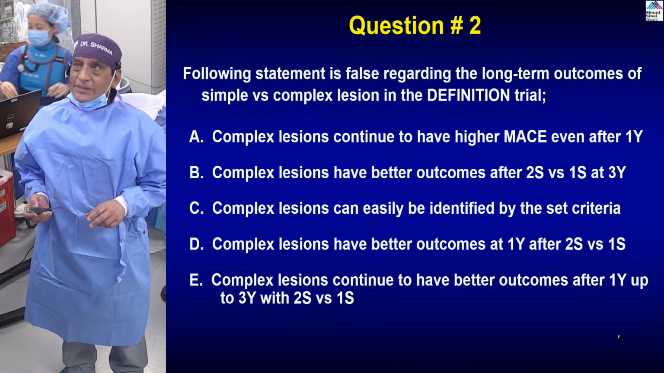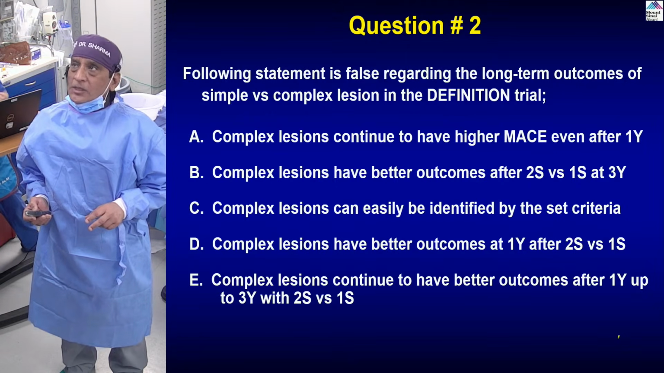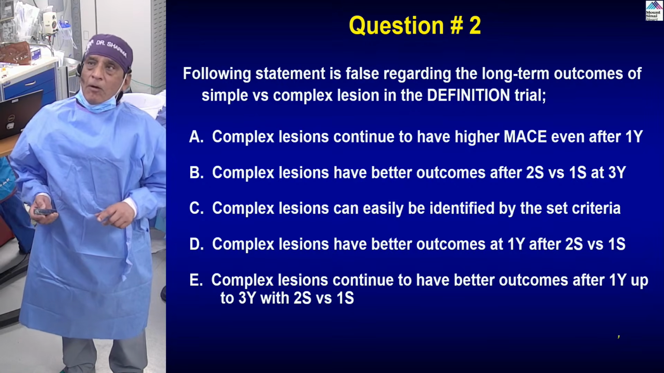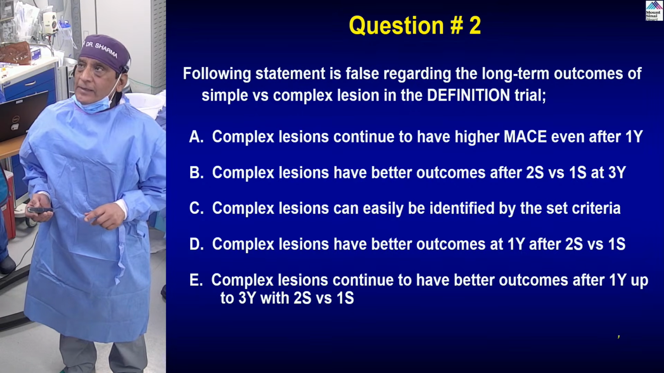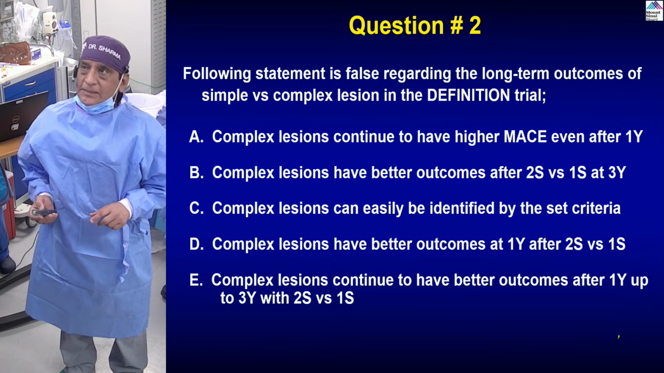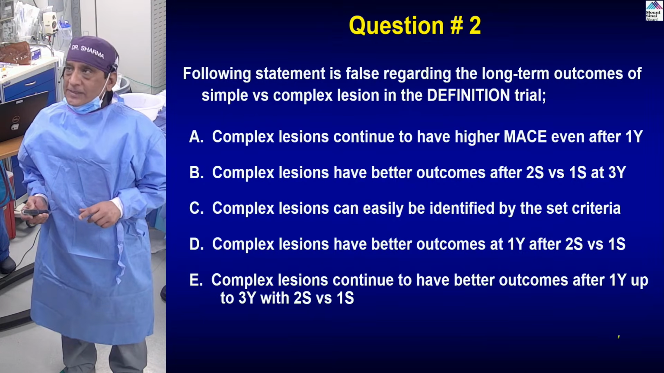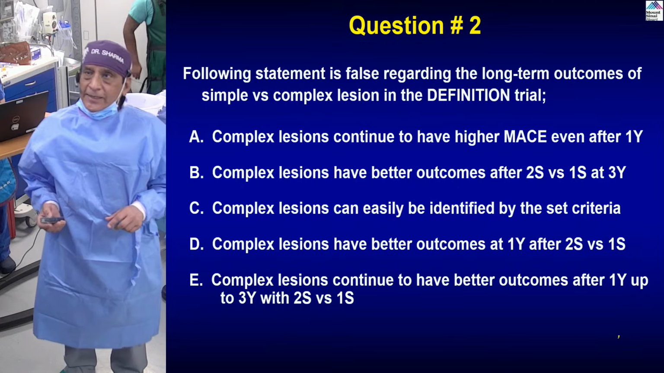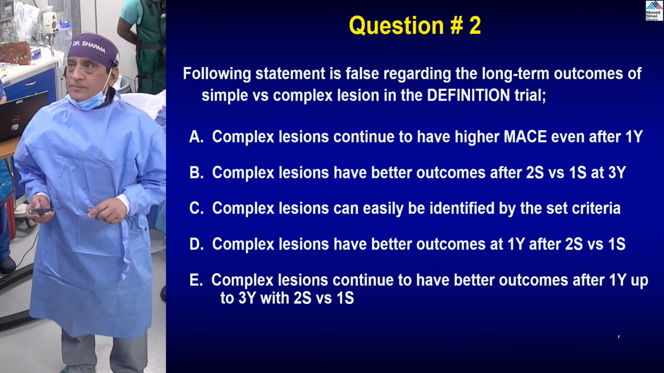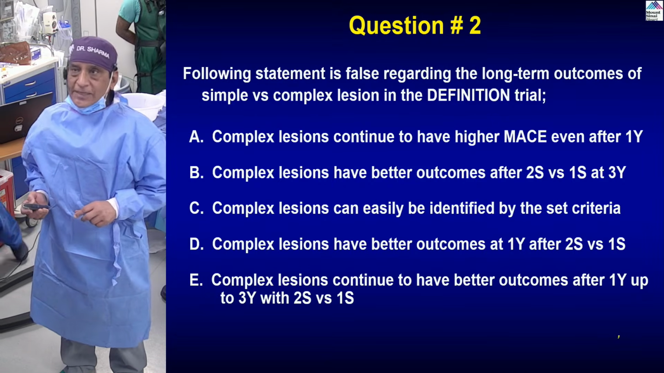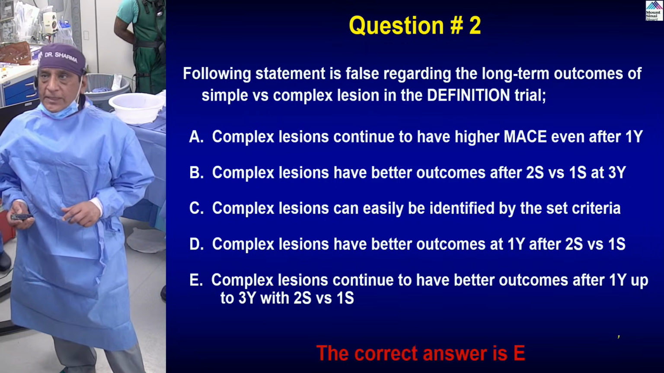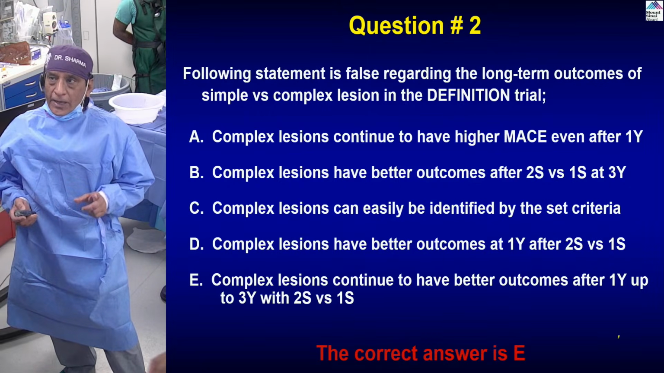Second, the following statement is false regarding the long-term outcome of simple versus complex lesion in the DEFINITION trial. One, complex lesions continue to have higher MACE events after 1 year. Two, complex lesions have better outcome after 2 stent versus 1 stent at 3 years. Three, complex lesions can easily be identified by the set criteria. Four, complex lesions have better outcomes at 1 year after 2 stent versus 1 stent. And five, complex lesions continue to have better outcomes after 1 year up to 3 years. And the answer there is wrong. Answer is E.